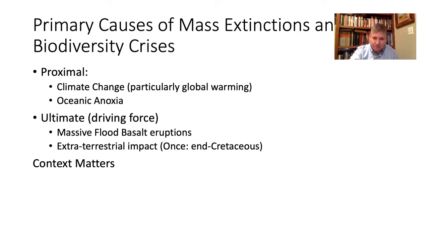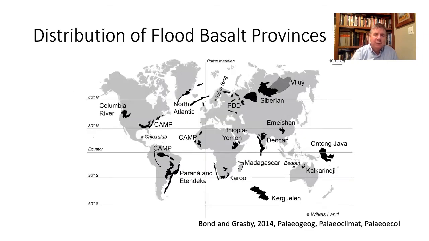And in one case, at the end of the Cretaceous, impact of an extraterrestrial object. One of the important features of these events, though, is that the context matters. Not all massive volcanic eruptions have caused severe mass extinctions, and not all impacts, because they vary in size and where they hit, have caused mass extinctions either. So where these events occur and the nature of the Earth system at the time plays a very important role in the size of the events.